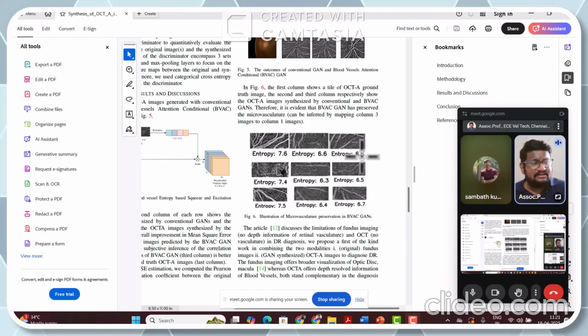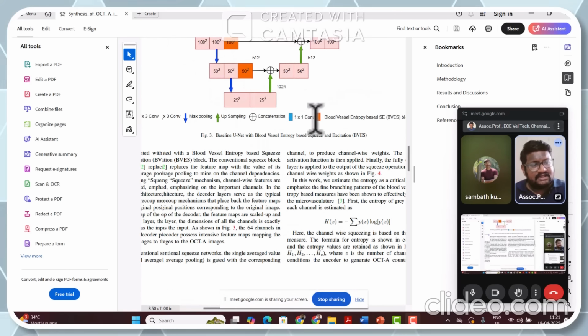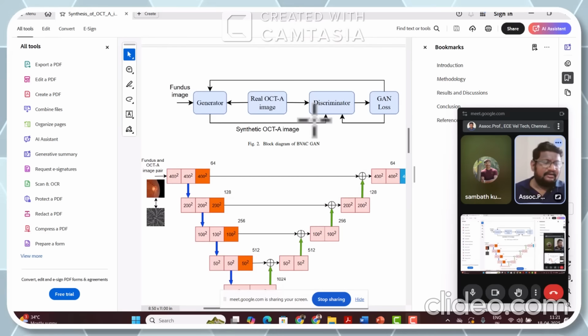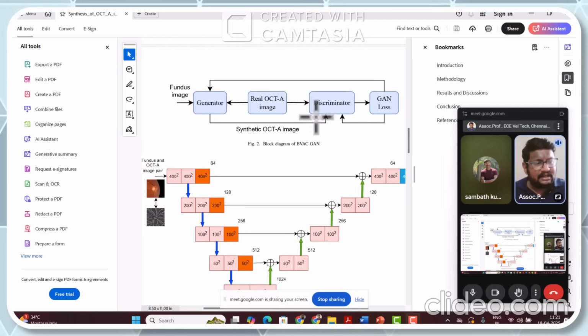So we have gone for squeeze and excitation. The coding part of all this is done by Dr. Sampath Kumar. Okay, so let me see what a GAN is and what a conditional GAN is. Let me take a few minutes for those who are newly understanding what generative AI itself is.